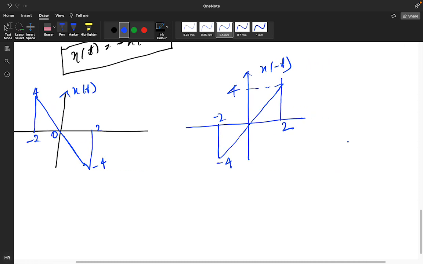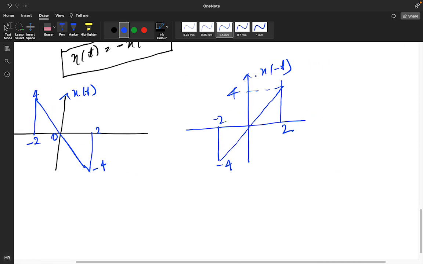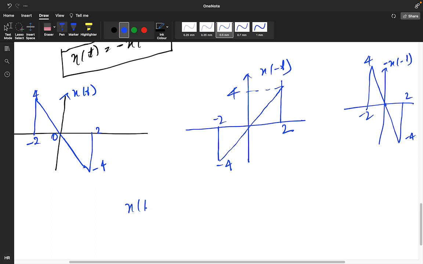And when you will do minus x of minus t, negative sign, if you will multiply negative, what will happen? 4 will become -4, -4 will become 4. Downwards will go upside, upside part will come downward sides. So you are getting the same signal, -2, 4, 2, -4. This is your minus x of minus t. So the value of x of t is equals to minus x of minus t. That means the signal is odd signal.